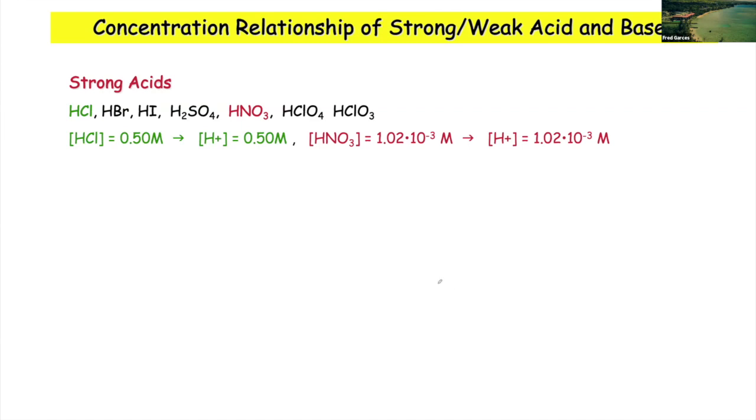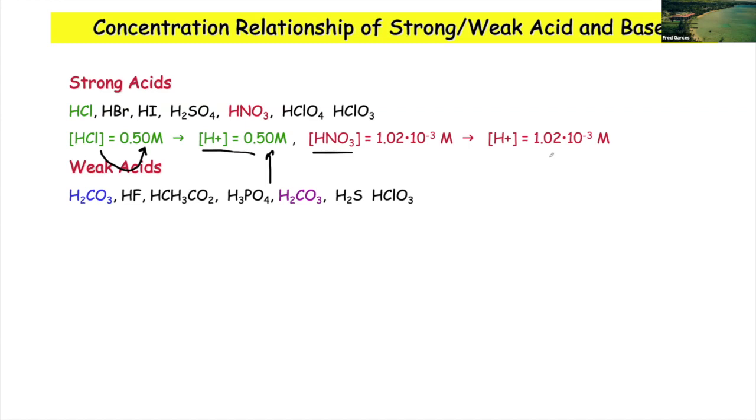So if you've got 0.5 molar HCl, okay, that's the concentration you have. When it goes into water, you're going to have 0.5 molar hydrogen ion and 0.5 molar chloride ions. When you have 1.02 times 10 to the minus 3 nitric acid, guess what? You're going to have 1.02 times 10 to the minus 3 hydrogen ions. The concentration of the original acid is going to be equal to the concentration of the hydrogen ion. But that's not true for weak acids.